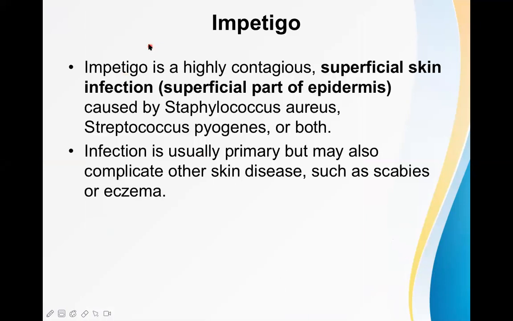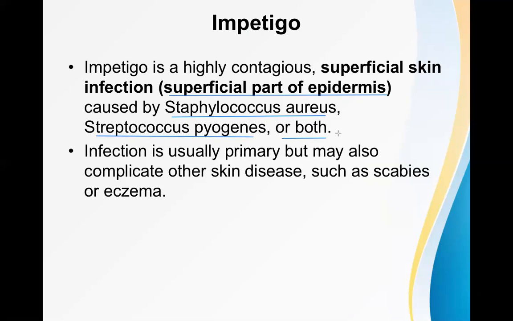Now the last part, okay, last part is impetigo. This impetigo is considered the most superficial infection of the skin. This is a highly contagious superficial skin infection because only the superficial part of the epidermis is involved here. So see here. And it is commonly caused by Staphylococcus aureus or Streptococcus pyogenes or both.